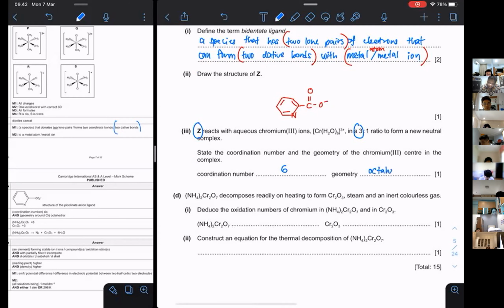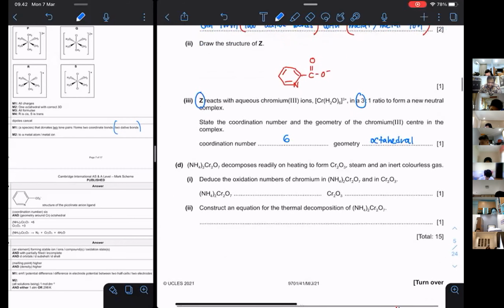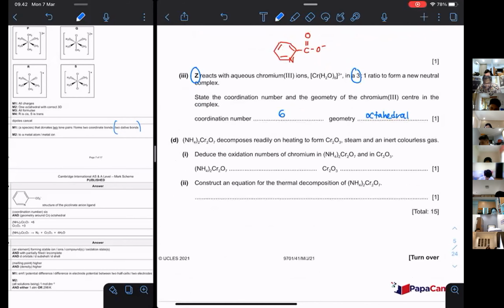So that is what they want. If they ask more, then we'll decide more later. So this one, there is the next question. They say that it decomposes readily on heating to give you steam, so it means water in the form of gas, and an inert colorless gas. If it is going to be inert, the only thing that is inert over here is going to be nitrogen gas. So you get this.